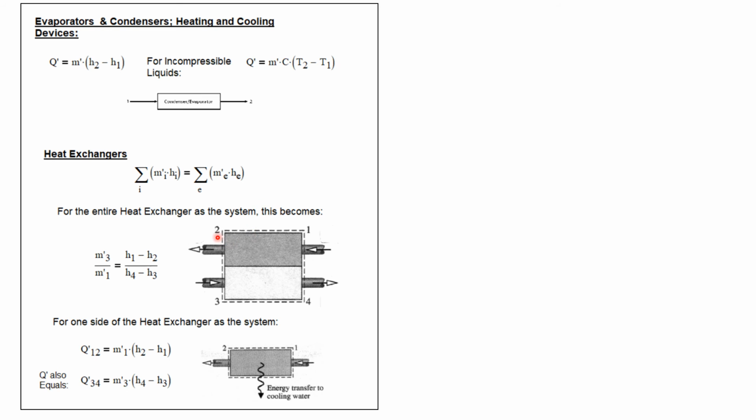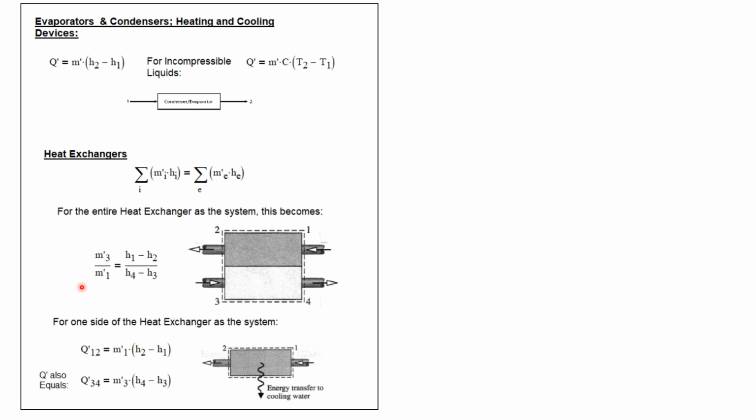And again, when we analyze the heat exchanger as an entire system, we can write this expression that the mass flow rate at state 3, which is the inlet to one side of the heat exchanger, divided by the mass flow rate at state 1, which is the inlet to the other side of the heat exchanger, is just H1 minus H2 over H4 minus H3. So if we know one flow rate and can determine all the enthalpy values, we can determine the other mass flow rate.